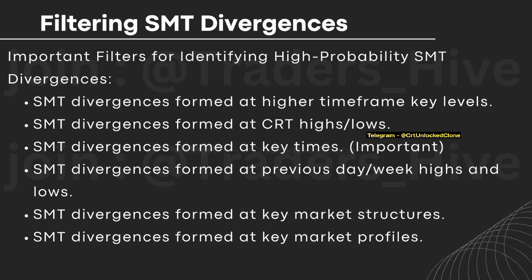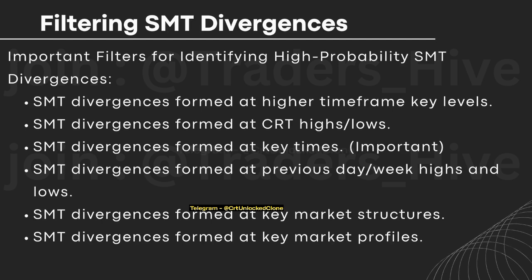The best, most important, high probability and true SMT divergences are formed and produced at key levels and higher time frame key levels, right? If you find an SMT divergence at a random place, then it's not going to work, right? The only time they're going to work is when they're formed at key levels, right? Write this filter down and make sure that every SMT divergence you find and trade must have this characteristic. Otherwise, you should not use it or trade it.